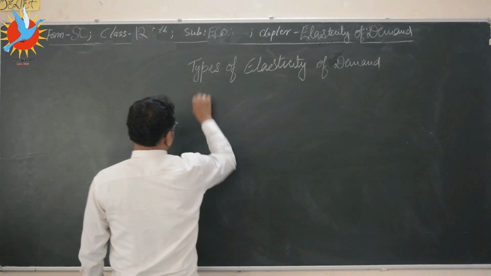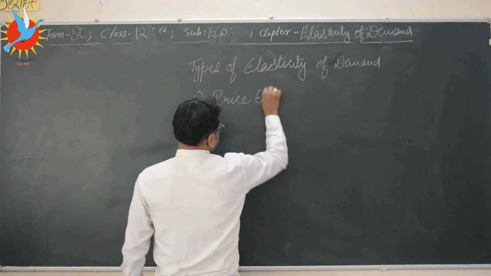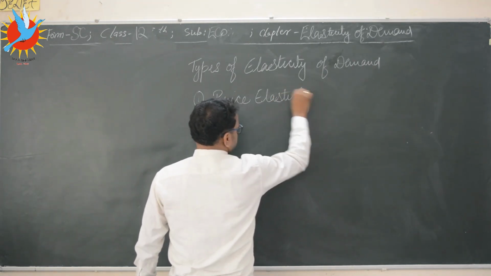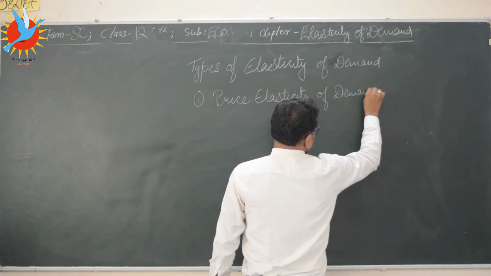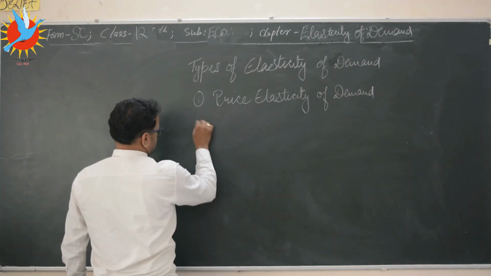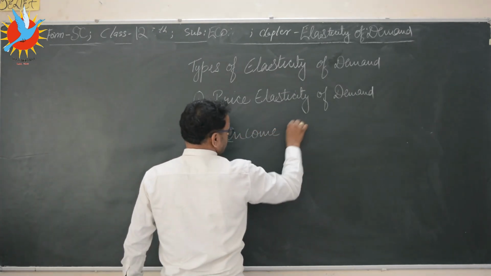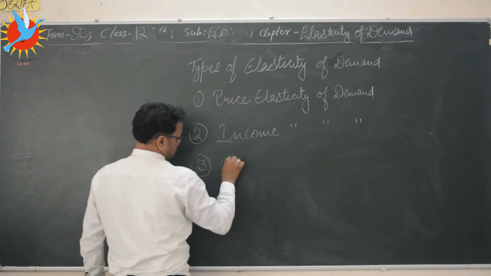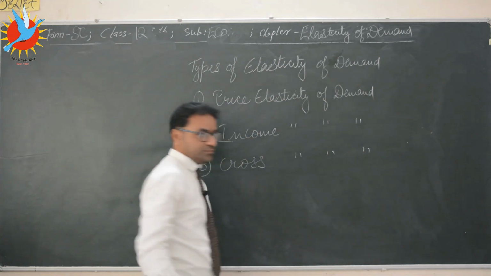First one is price elasticity of demand. Second one is income elasticity of demand. And third one is cross elasticity of demand.